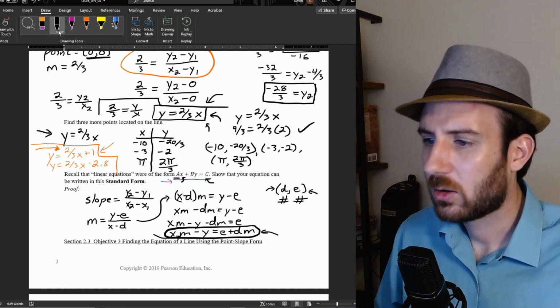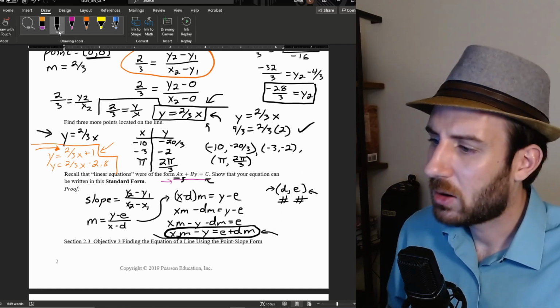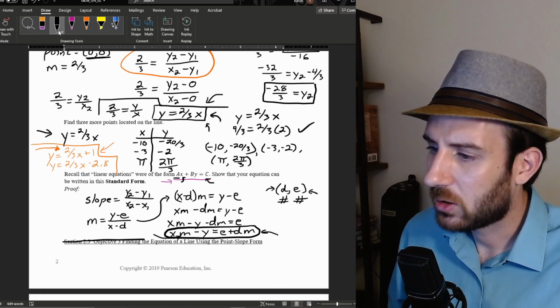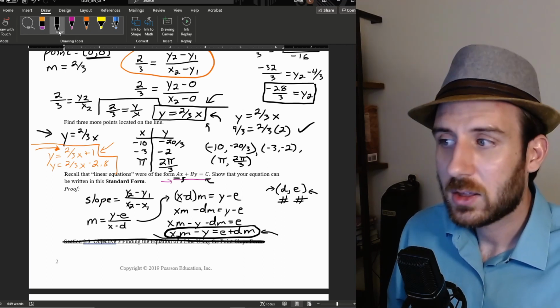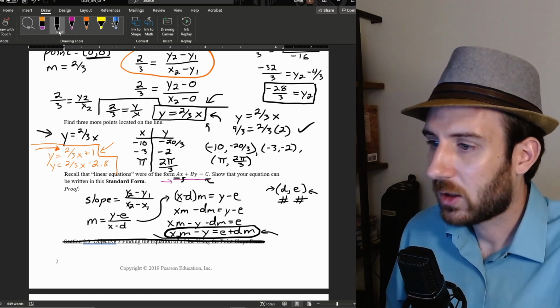That's kind of interesting. Maybe we should try that with a problem that actually has numbers. So let's go ahead and take this away. We'll give ourselves some space. So let's take, for example, y equals 2/3. Let's see what that one might have looked like.